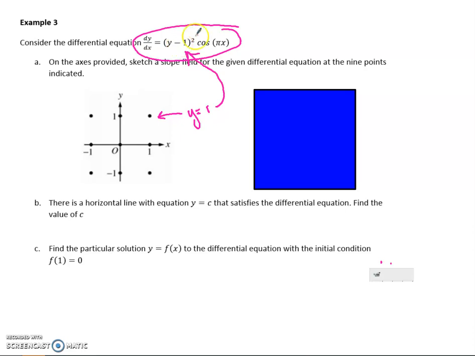If this part comes out to 0, the whole slope is 0. So basically, anywhere this y value is 1, I know I have a horizontal slope. Okay. Now let's move on.